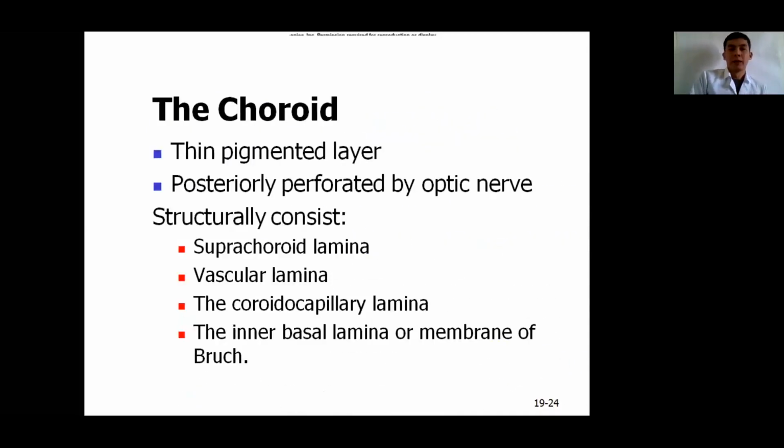Choroid. The choroid is the posterior and largest part of the vascular layer or vascular tunic. It is a thin pigmented layer, posteriorly perforated by the optic nerve. Structurally, we can distinguish four layers called the suprachoroid lamina, the vascular lamina, the choroidocapillary lamina, and the inner basal lamina or membrane of Bruch.